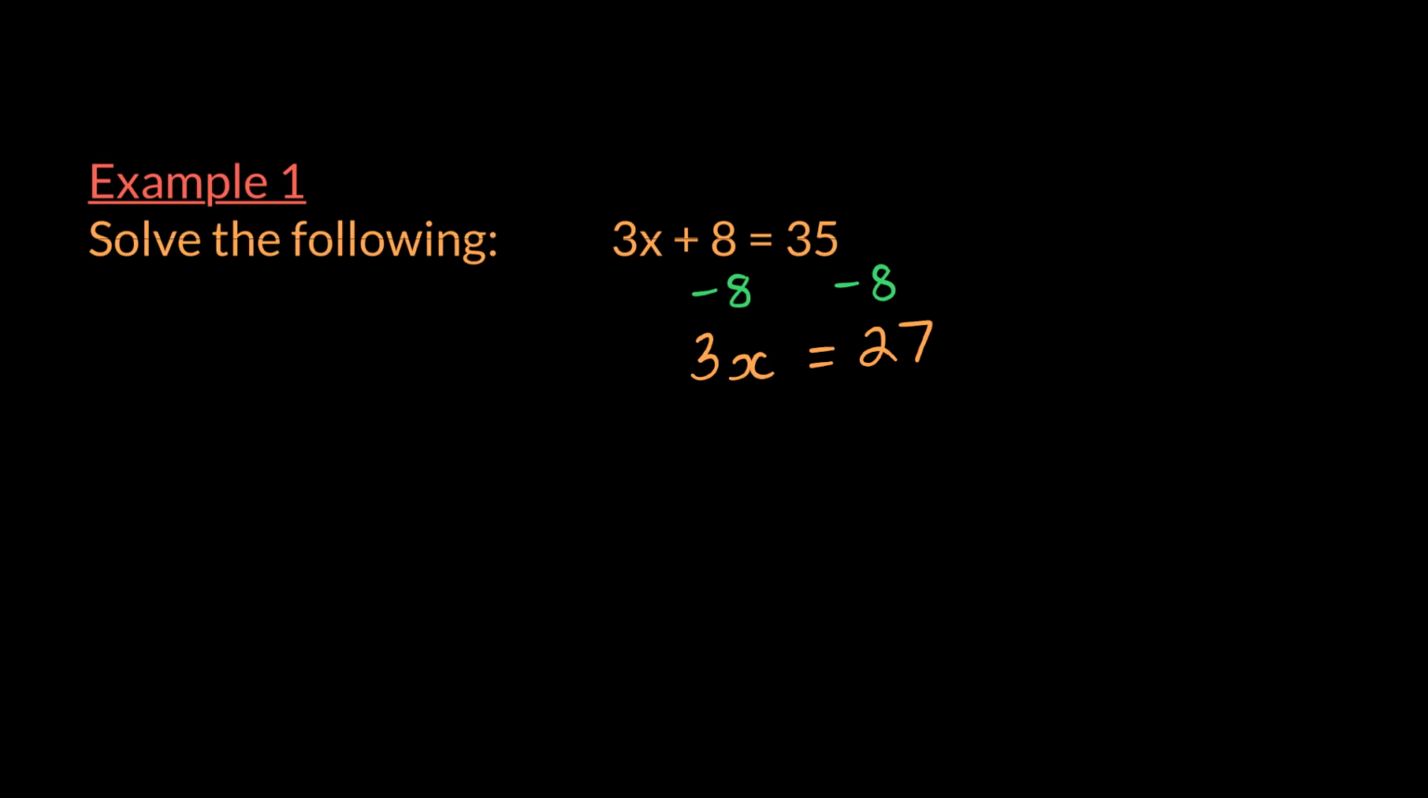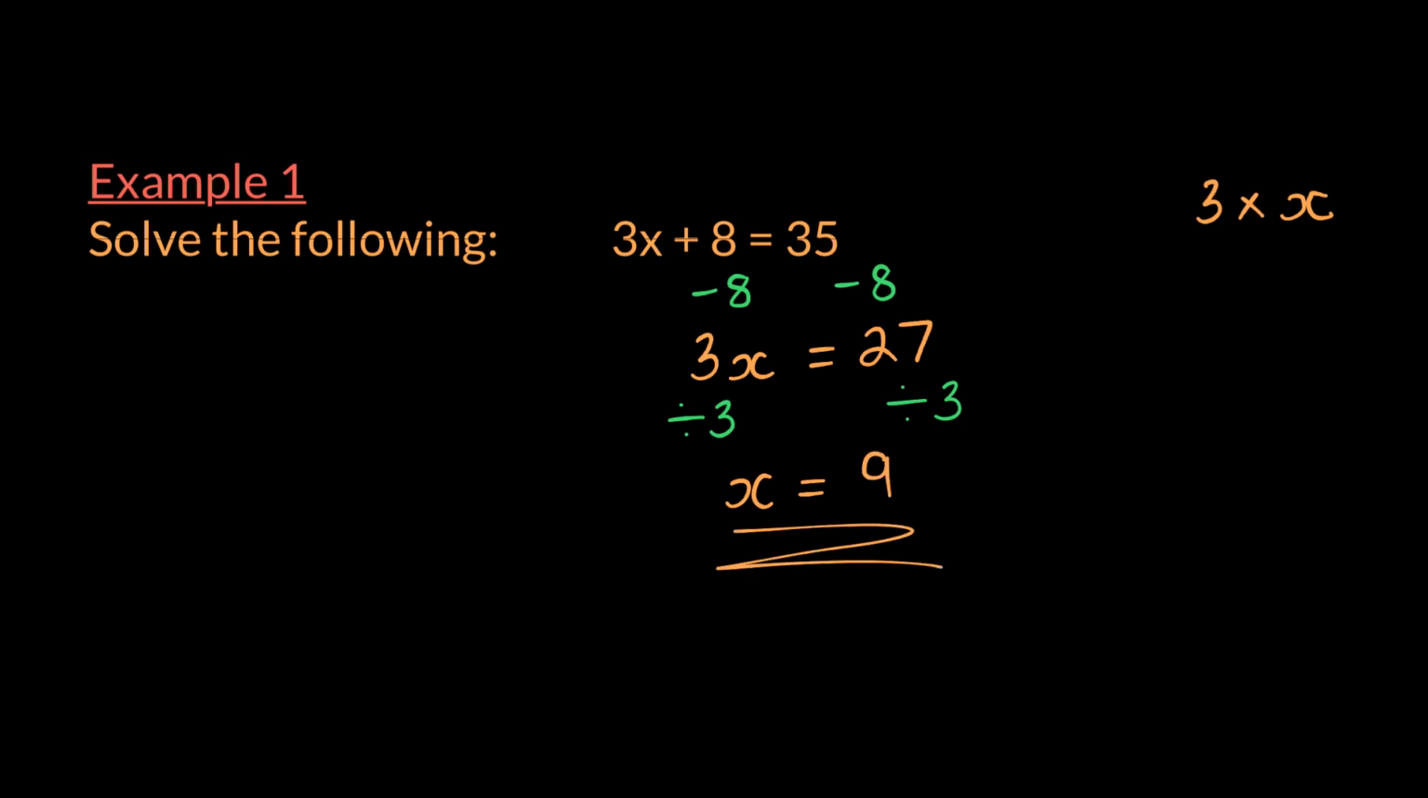So 3x means 3 times x, and we don't have to put that times sign in. So 3x, or 3 times x, equals 27. If you want to undo x being timesed by 3, you do the opposite of timesing by 3, and the opposite of timesing by 3 is dividing by 3. When you do that, you end up with x equals 9.